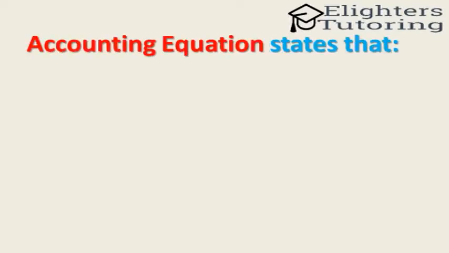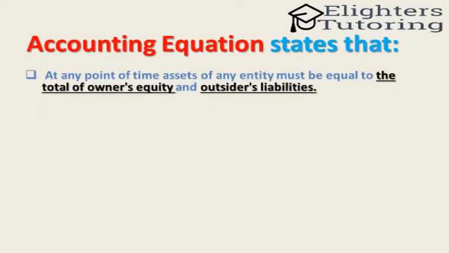So let's define the accounting equation. The accounting equation states that at any point in time, the assets of any entity must be equal to the total of the owner's equity and outsiders' liabilities. That means what you own in the business constitutes what the owner has contributed and what has been borrowed from outside, that is outsiders' liabilities, so they can assist the firm or the entity in operation.